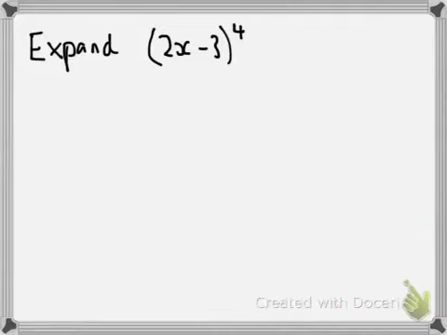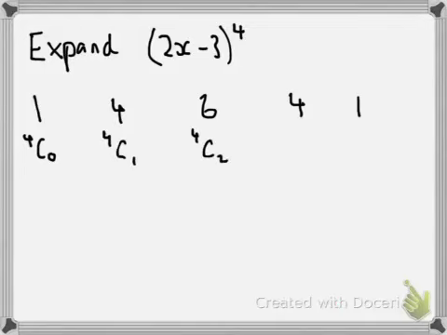First thing we're going to do is write those coefficients down. So it's going to be 1, 4, 6, 4, 1. In fact, I might just give myself a bit more room there, because I don't think I'm going to be able to fit all that in. There we go. 1, 4, 6, 4, 1. So they're going to be my coefficients. Now, this equates to 4C0, 4C1, 4C2, 4C3, and 4C4.